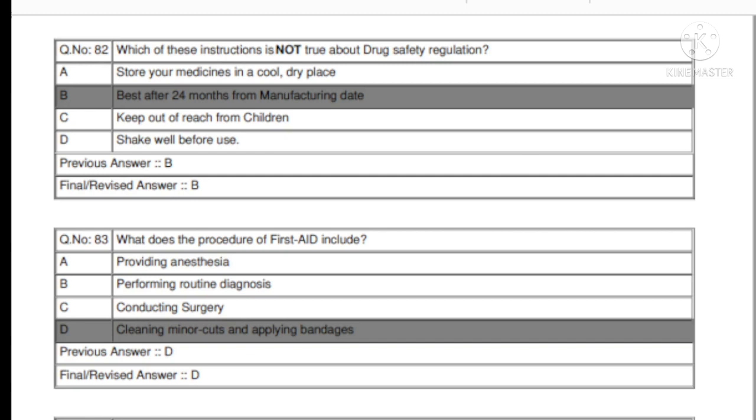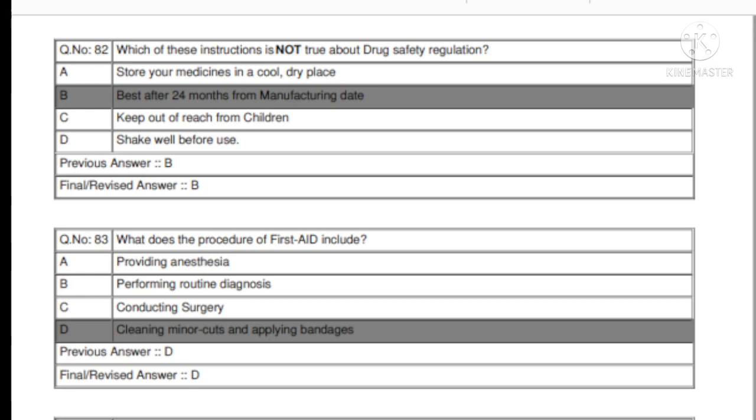Question number 82. Which of these instructions is not true about drug safety regulation? A. Store your medicines in a cool, dry place. B. Best after 24 months from manufacturing date. C. Keep out of reach from children. D. Shake well before use. You can see the use of language over here. Best after 24 months from manufacturing date is not written. Always it can be written best before 24 months from manufacturing date. So B is the answer.